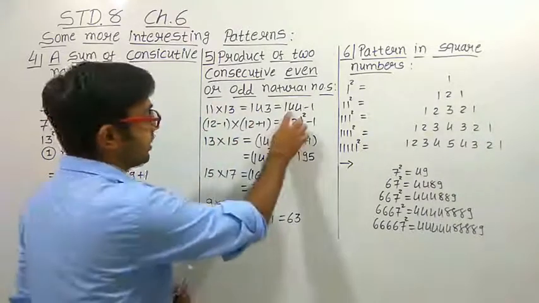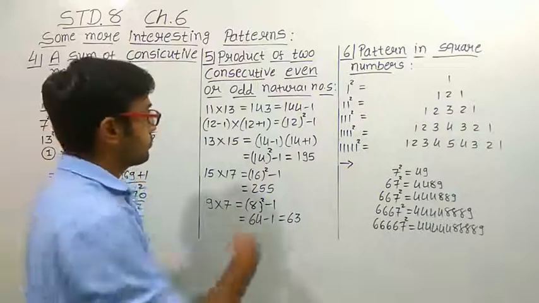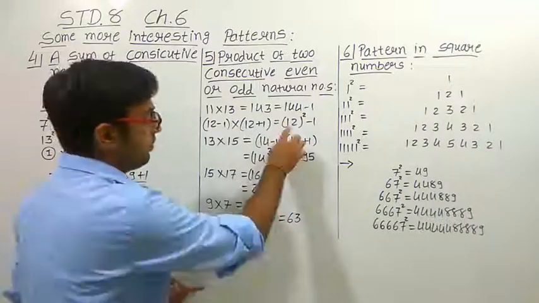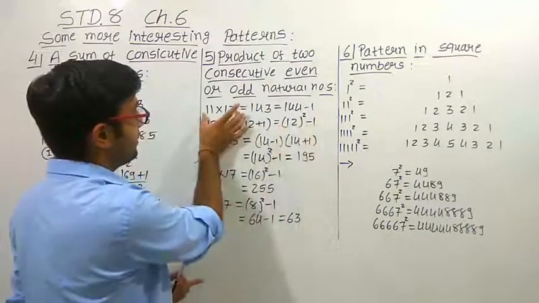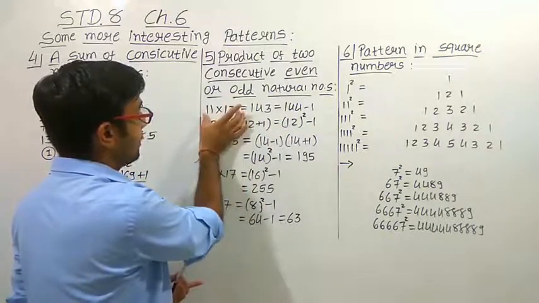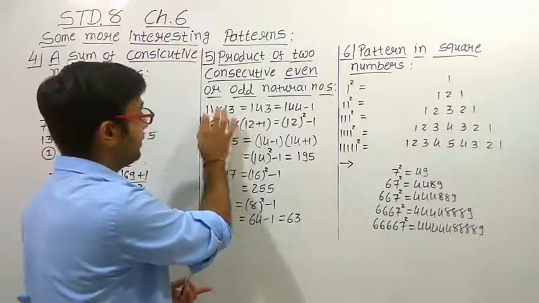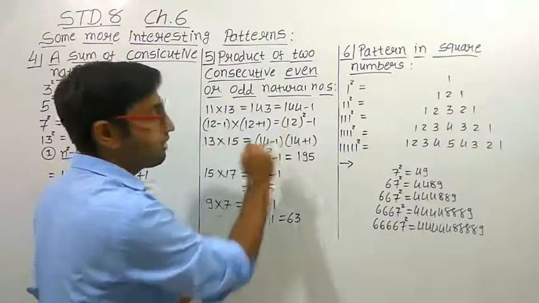And 143 we can write down as 144 minus 1, because 143 means 144 minus 1. And 144 is what? 12 square. So 12 square minus 1 is the multiplication of both these numbers. In between, we get the natural number 12, between 11 and 13.